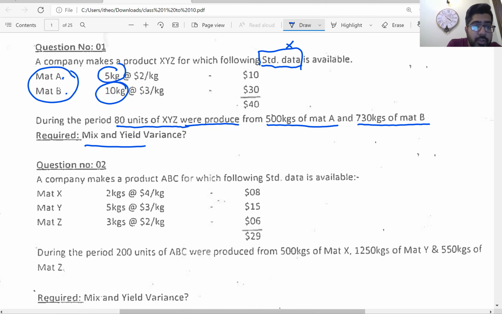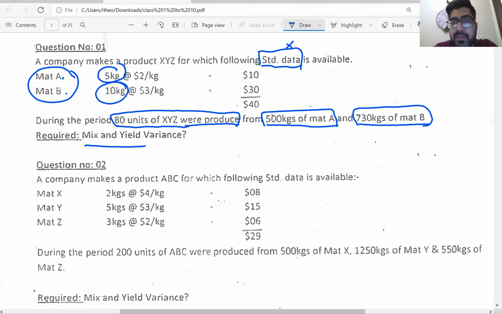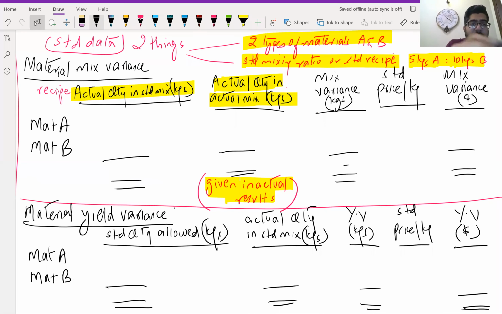Go to actual results. During the period, 80 units of XYZ were produced from 500 kgs material A and 730 kgs material B. So how much you have input is always given: 500 kgs A, 730 kgs B. You just need to place it, that 500 kgs A you have input and 730 kgs B you have input. So total will be 1230. I have not done anything, no credit to me or you. It's just the given actual quantity in actual mix. How much you have input.